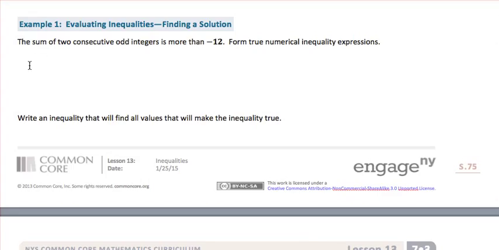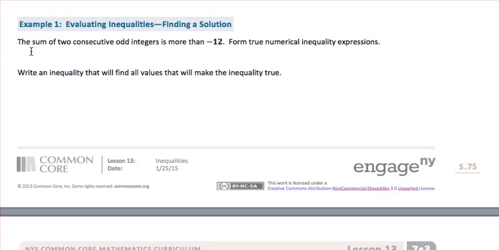Now let's set up. The sum of 2 consecutive odd integers is more than negative 12. So the first thing we'll do is to list some numerical inequality expressions that work. Remember, 2 consecutive odd integers means that it is 2 odd numbers when added that are right next to each other if we listed all of the odd integers.